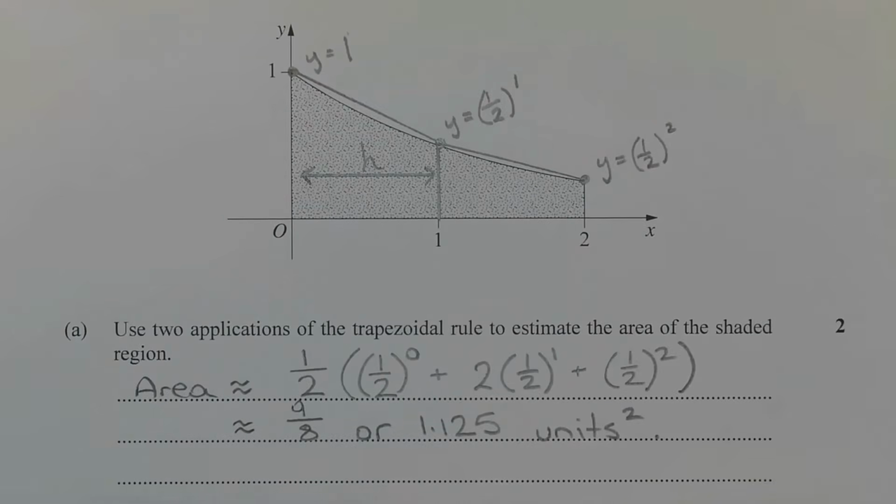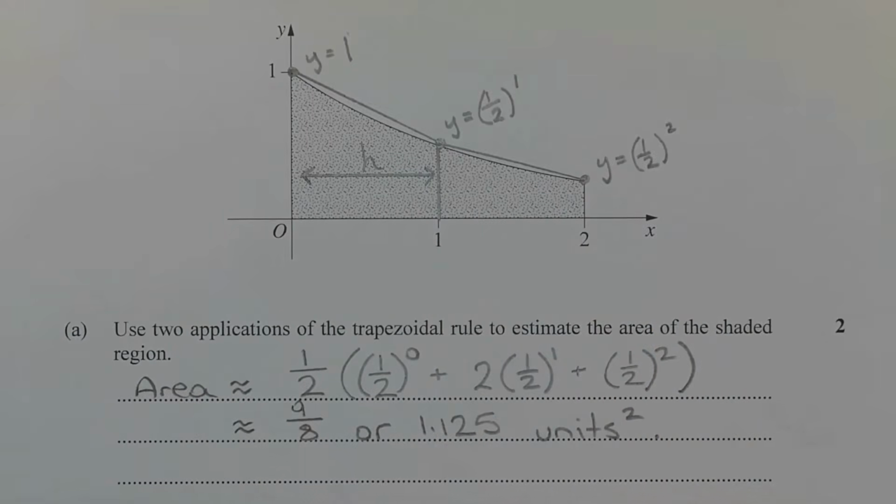We can use the extended trapezoidal rule to save time, noting that the value of h is 1, and we have our three function values. We have y equals 1, or y equals half to the power of 0. We have y equals half to the power of 1 in the center, and we have y equals half squared at the other end.